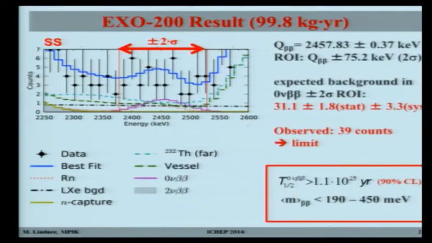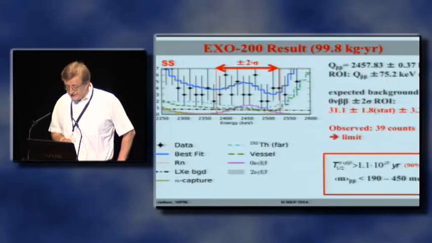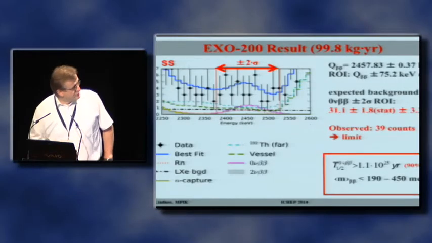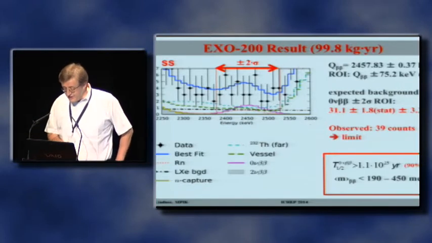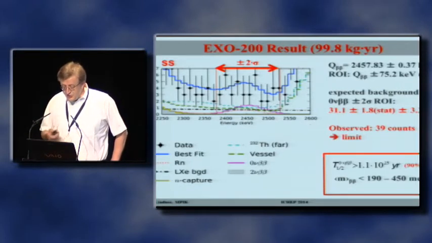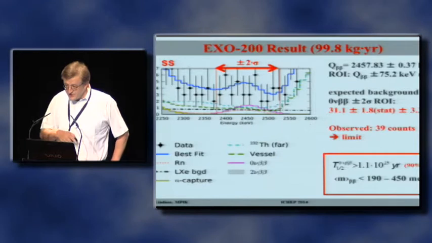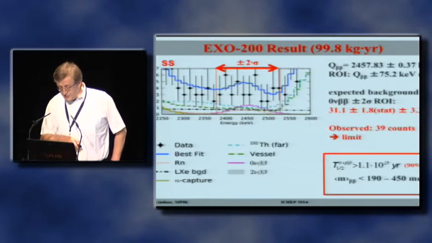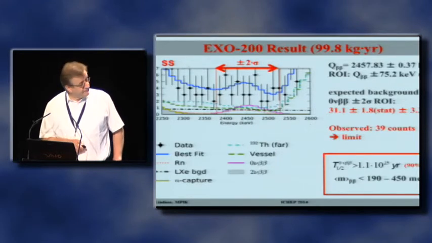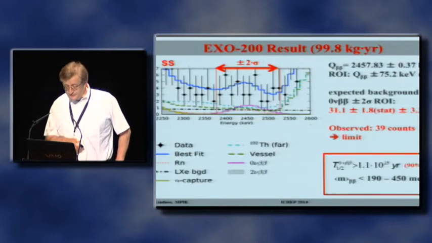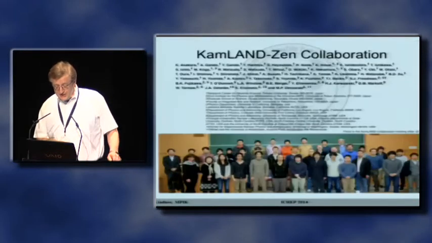They see 39 events, which is about 1 sigma above what's expected, so they get a limit, and the limit is here. It's 1.1 times 10 to the 25 years at 90% confidence level, which, depending on the matrix element, translates to an m_ββ between 190 and 450 meV. That's from EXO. The other result I'll discuss is from KamLAND-Zen.